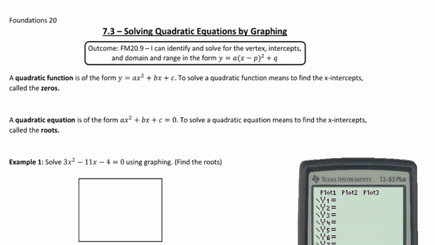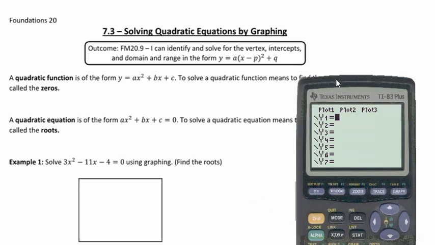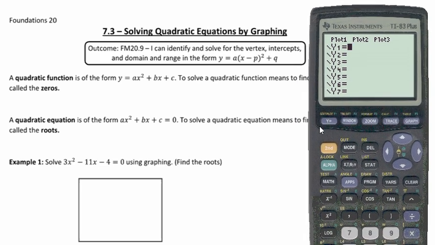So example 1, solve for 3x squared minus 11x minus 4 equals 0 using graphing. Find the roots, it says. So this box is meant for your graph that you want to copy down that your calculator gives you. So again, I'll bring up mine so we can graph that together and know how to enter that. So I've hit my y equals button here. And I'm going to type in 3x squared minus 11x minus 4. And hit graph.